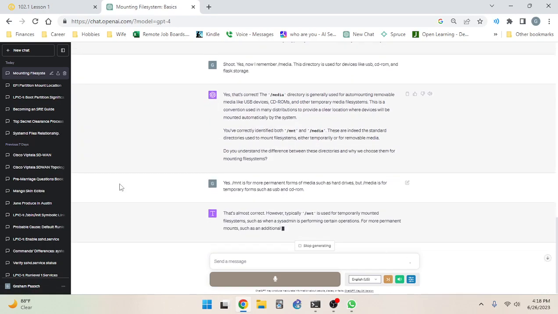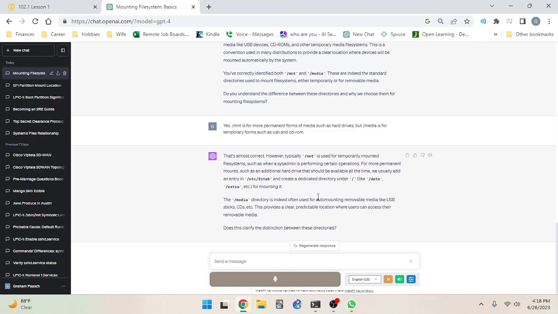That's almost correct. However, typically, MNT is used for temporarily mounted file systems, such as when a sysadmin is performing certain operations. For more permanent mounts, such as an additional hard drive that should be available all the time, we usually add an entry in /etc/fstab and create a dedicated directory under, like, /data, /extra, etc. for mounting it. The media directory is indeed often used for auto-mounting removable media like USB sticks, CDs, etc. This provides a clear, predictable location where users can access their removable media. Does this clarify the distinction between these directories? No, I am still confused about the difference between /mnt and /media.